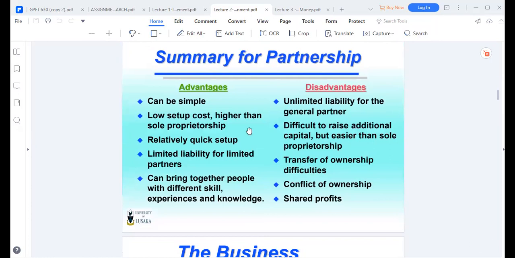They come up with what is called a partnership deed, which can be verbal or written. Advantages are that it's also simple and easy to set up, quick, and also has limited liability for the limited partners, which is an advantage. These ones will come together and pool skill, pool knowledge, and also pool resources together. Disadvantage is that unlimited liability occurs for the general partner, and it's elusive to raise additional capital, but easier for a sole proprietor. Transfer of ownership is difficult.